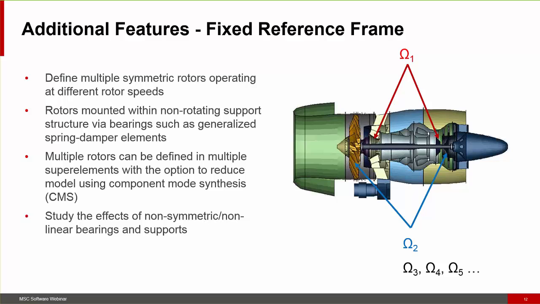Additional features in the fixed reference frame are the fact that you can define, and I mentioned this earlier a little bit, multiple rotors within one system. So you see here looking at the high turbine and the high compressor shaft, as well as the lower speed low pressure turbine and low compression system, where in essence you end up with 2 rotor speeds, and you have the ability to express those.